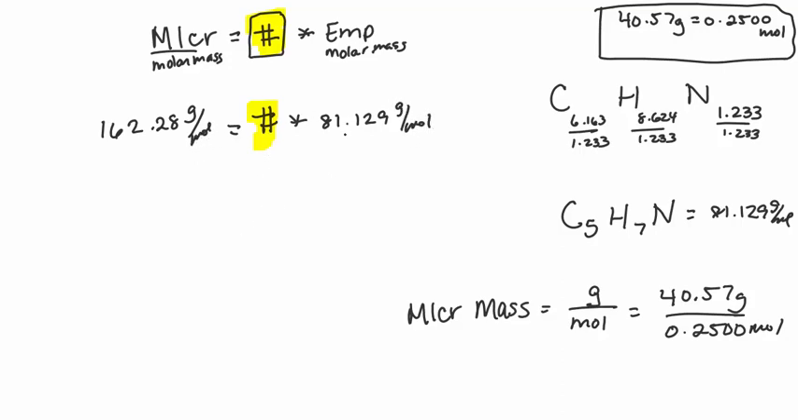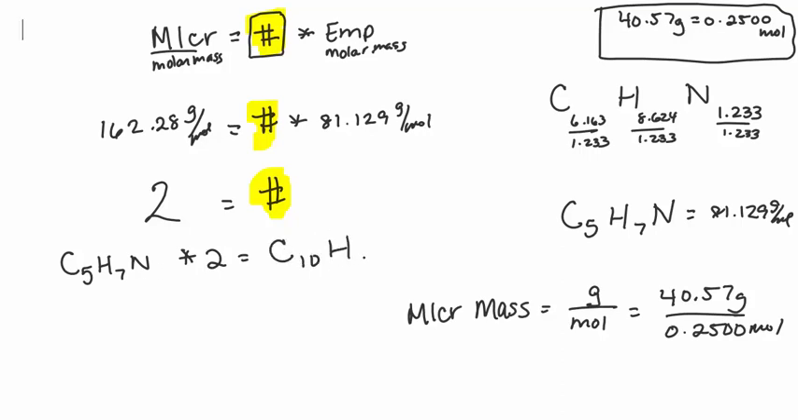Now because that multiplier is 2, I can take my empirical formula and multiply each of my subscripts by 2. So C10, H14, N2 is my molecular formula. So we can go from the percent of each element into our molecular formula. Now this happens to be nicotine.